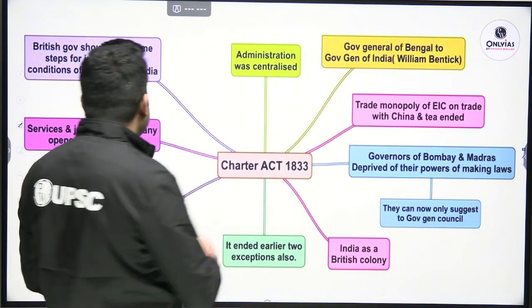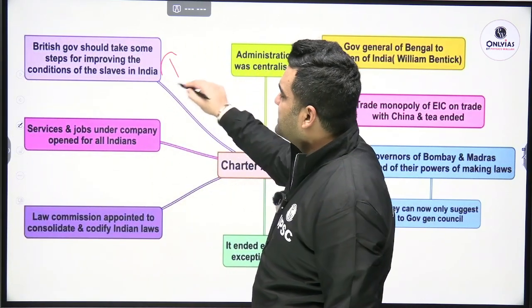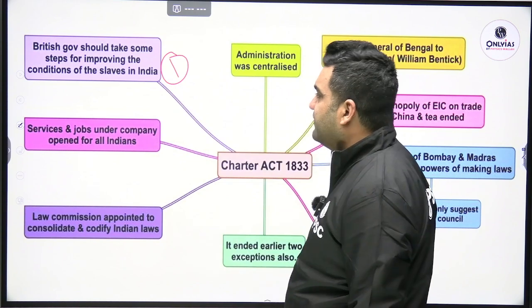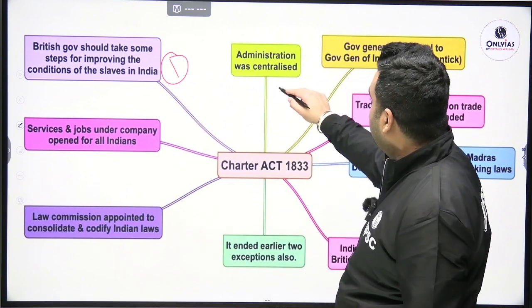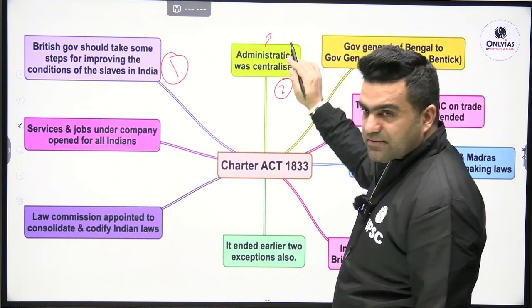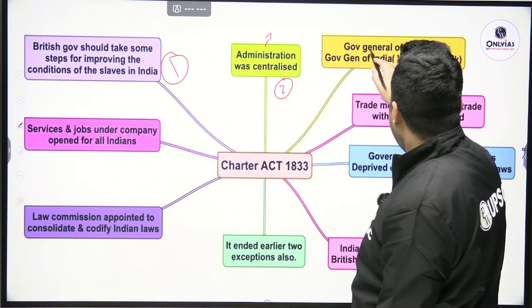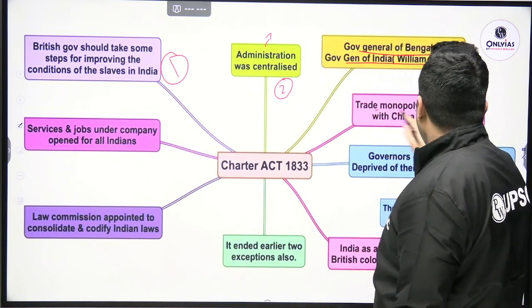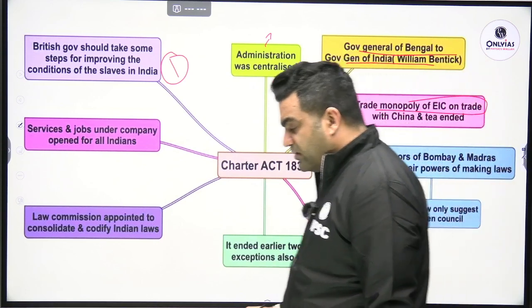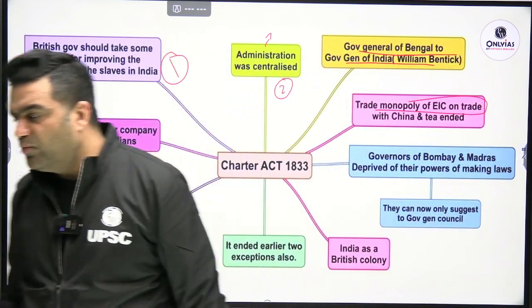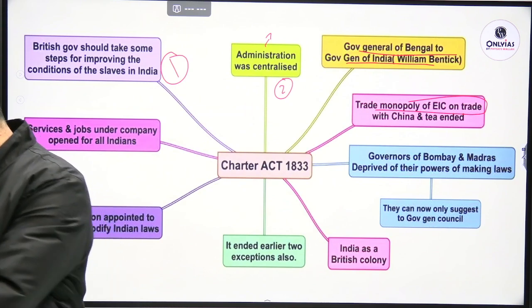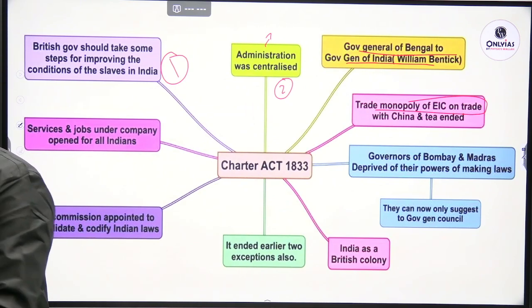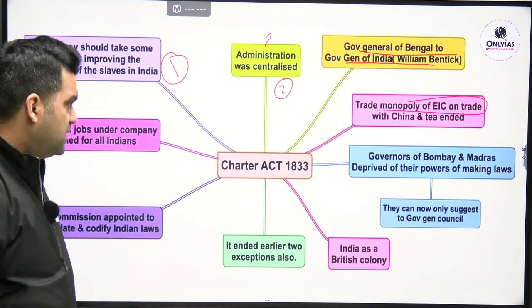Now, what were the salient features? Number one, the British government should take some steps for improving the conditions of slaves in India. Number two, administration was centralized. Number three, Governor General of Bengal became Governor General of India. Then the trade monopoly of East India Company on trade with China and trade in opium was ended.